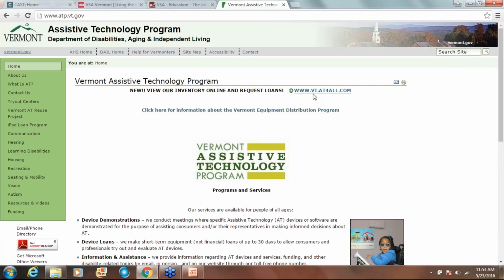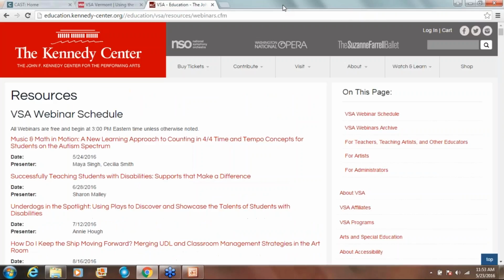The Vermont Assistive Technology Program produced the slides on the adaptive tools that you saw earlier. Here's more information about them. VSA Vermont is part of an international network of organizations that do similar work convened by the John F. Kennedy Center for the Performing Arts, and they have a lot of resources on arts and education and an archive and always renewing schedule of webinars that anyone can sign up for more information on inclusive teaching methods in the arts.